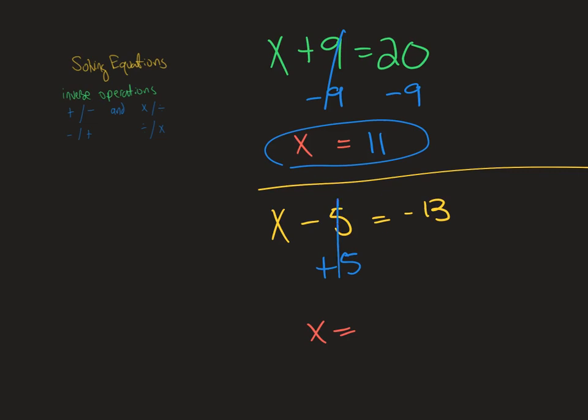So the negative 5 and plus 5 cancel. If we do it to one side, we have to do it to the other. So negative 13 plus 5 is going to be negative 8. And that would be our solution for that problem.